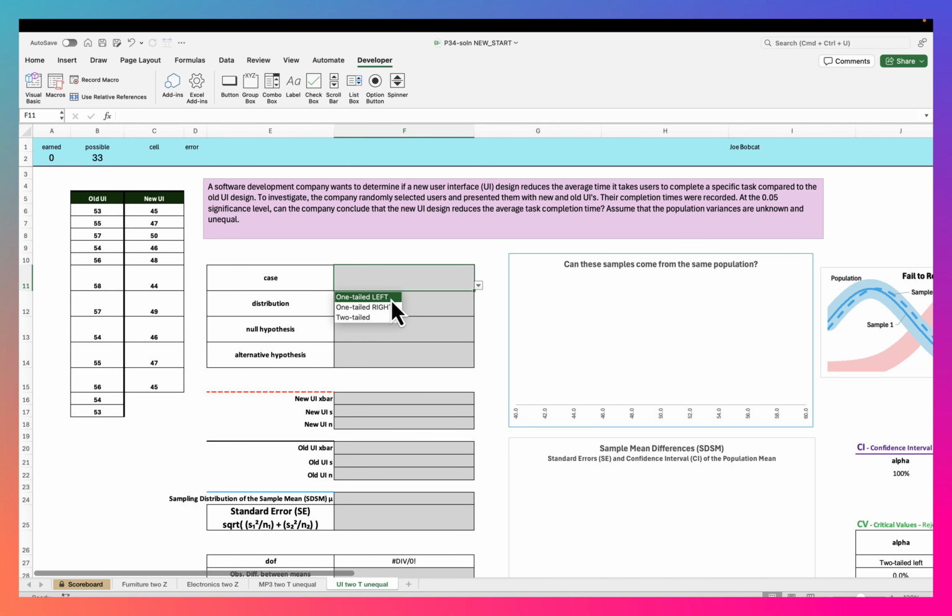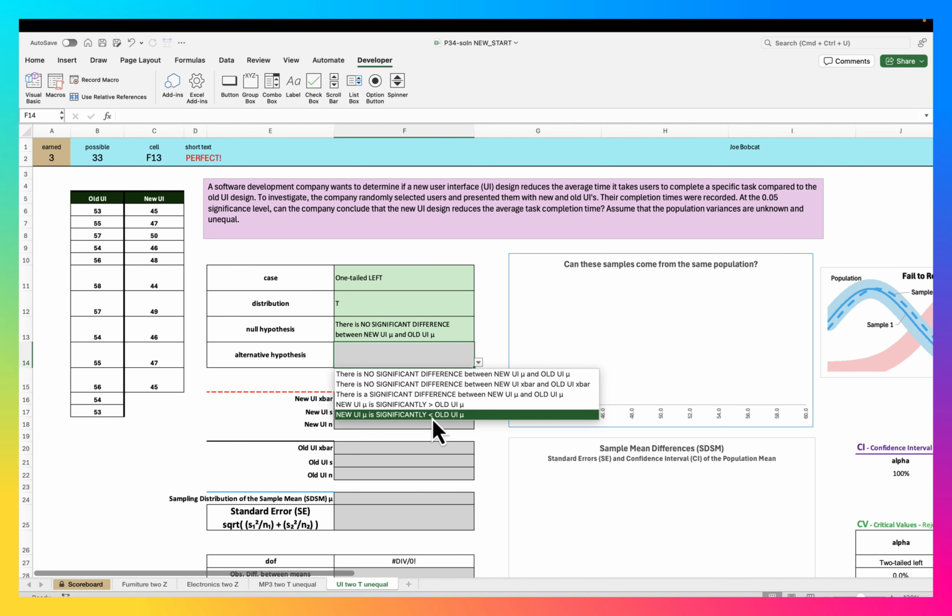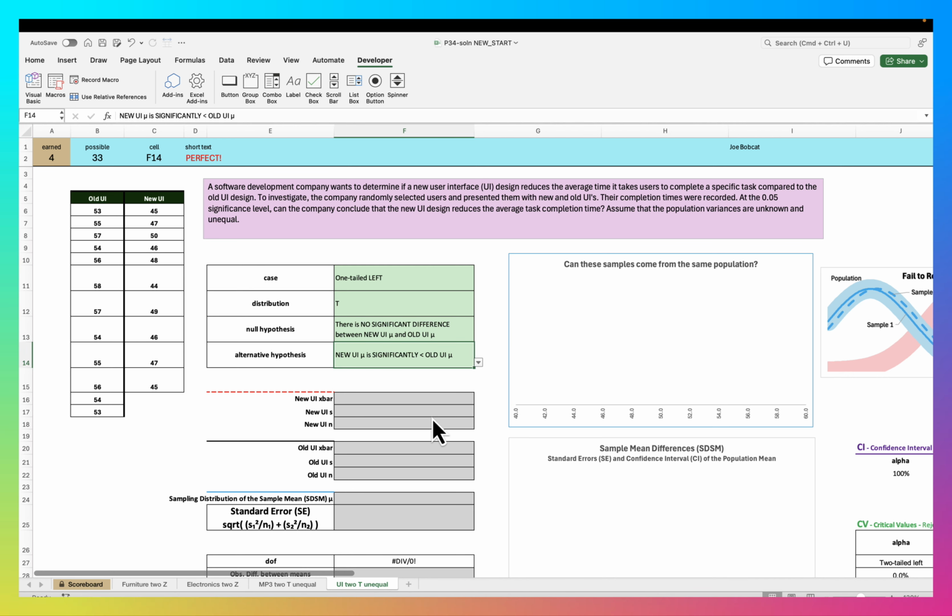So it's one tail left. Distribution is t, because we don't have population information about standard deviations. No significance. And this time, the alternative is that the new UI would take less time to complete the task. So the reduces, that's why less than.